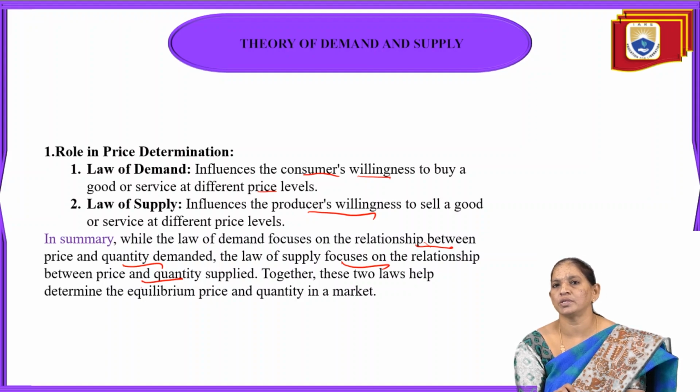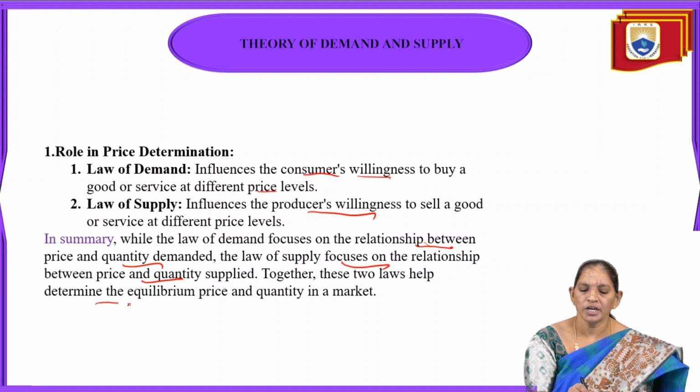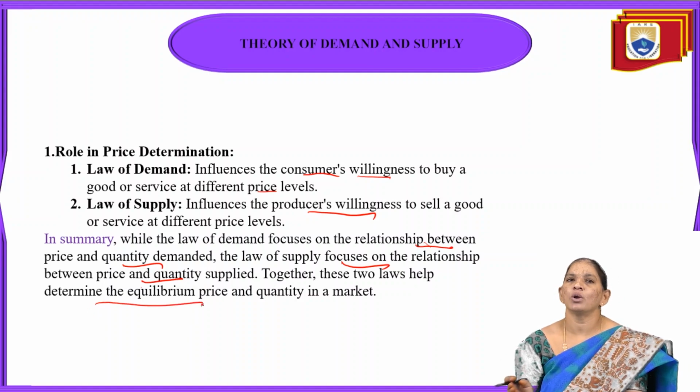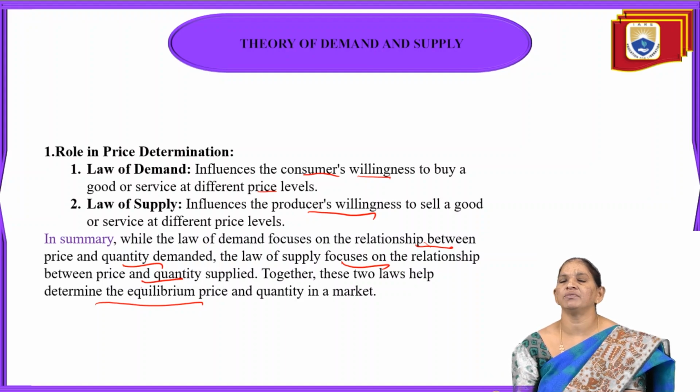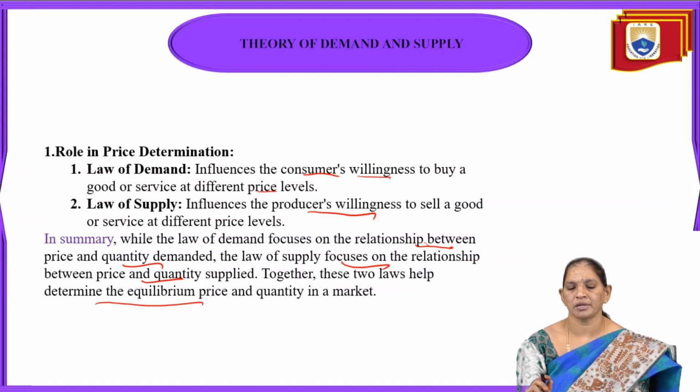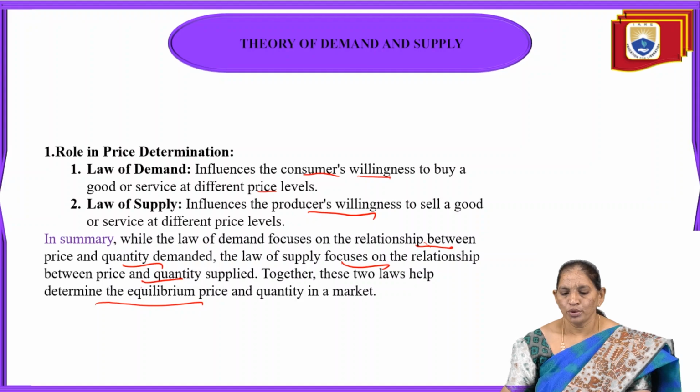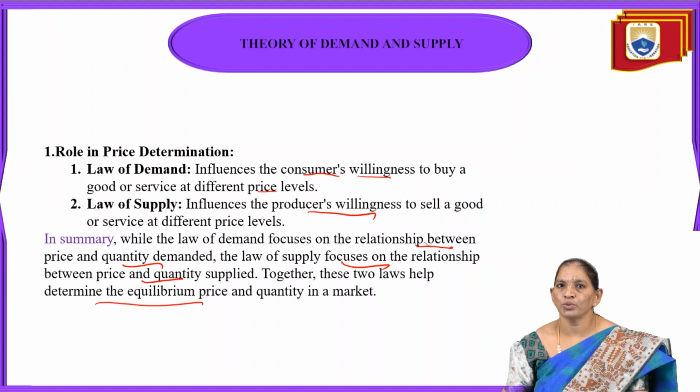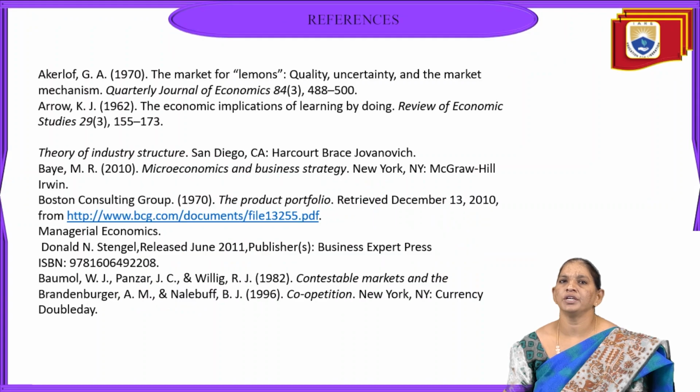Consumers and producers together help in the determination of equilibrium. Only when the law of demand and the law of supply intersect, both together, are we able to identify the equilibrium price and equilibrium quantity of the market. These are some of the questions you may come across in the second module on the theory of demand and supply.